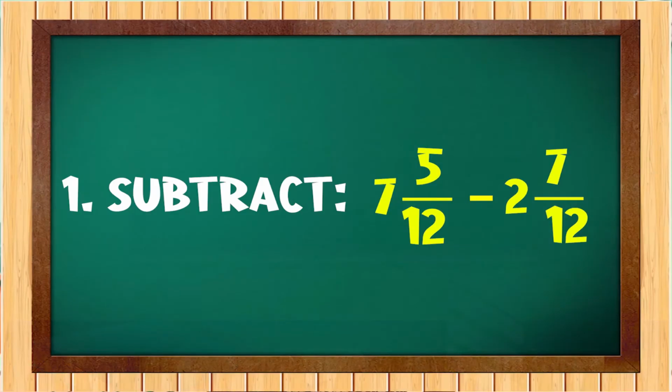Now it's time for you to try one on your own. Here I'm going to ask you to subtract 7 5/12 from 2 7/12. If you look at that problem, you would notice that the denominators for both mixed numbers are the same. Therefore, you are not required to find the lowest common multiple. You can skip that step. So take some time and try to work that problem using either method 1 or method 2.